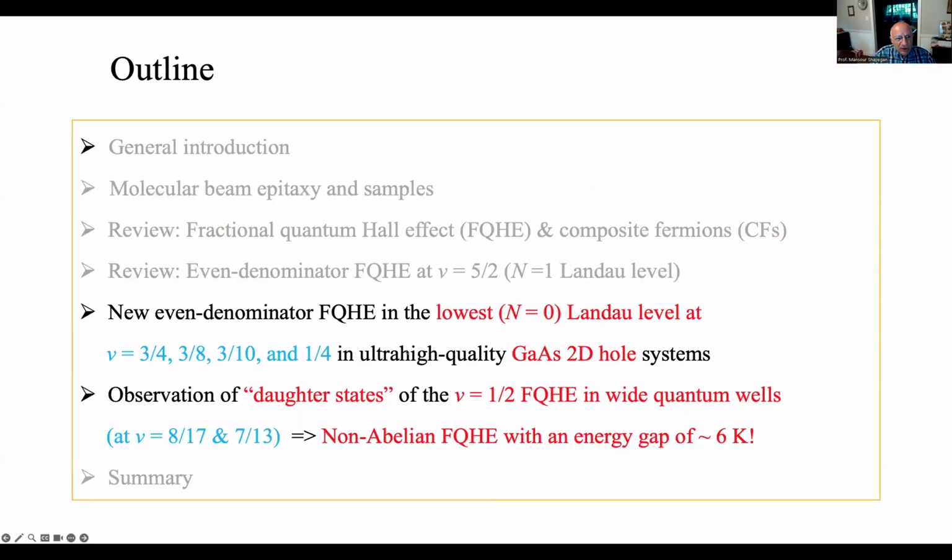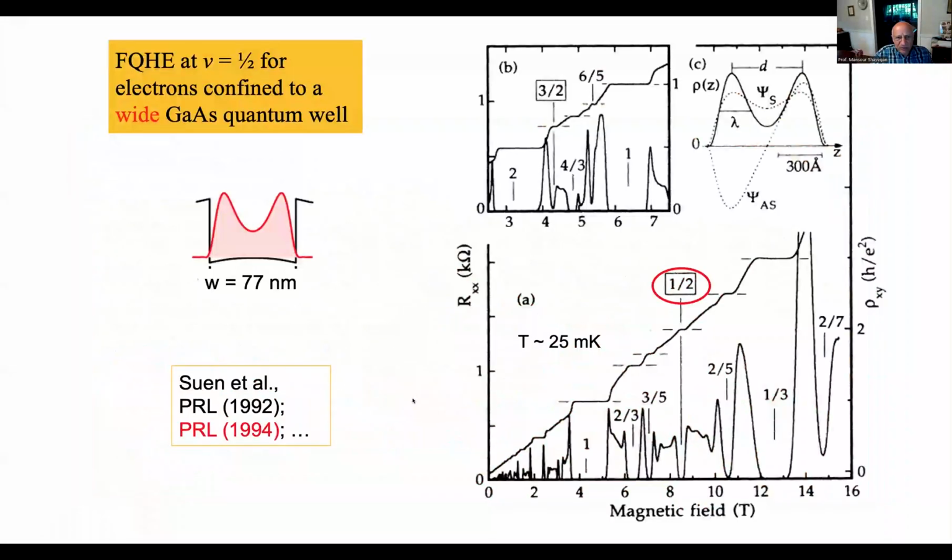Okay, so now I'm going to talk about the data, but it's a lot of data. And I know it's late, and time is short, so I'm going to skip this one for the holes. I'm just going to focus on the second part, which is observation of these daughter states of the 1/2 fractional quantum Hall state in wide wells.